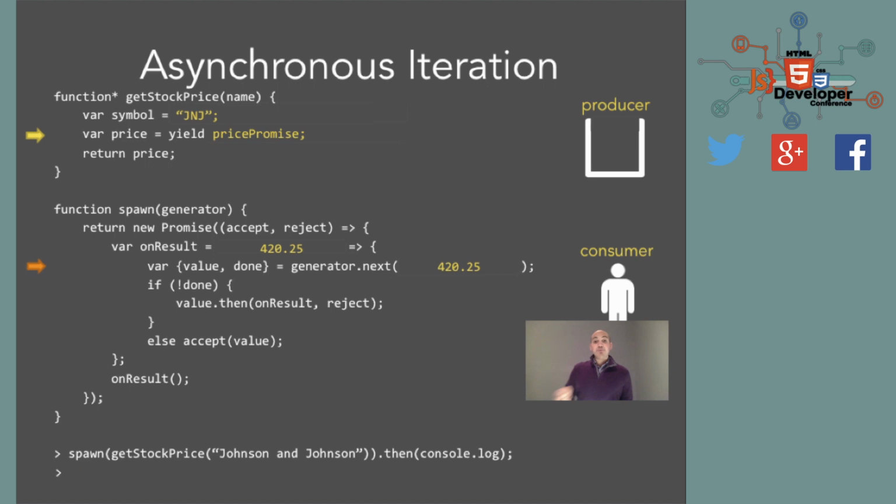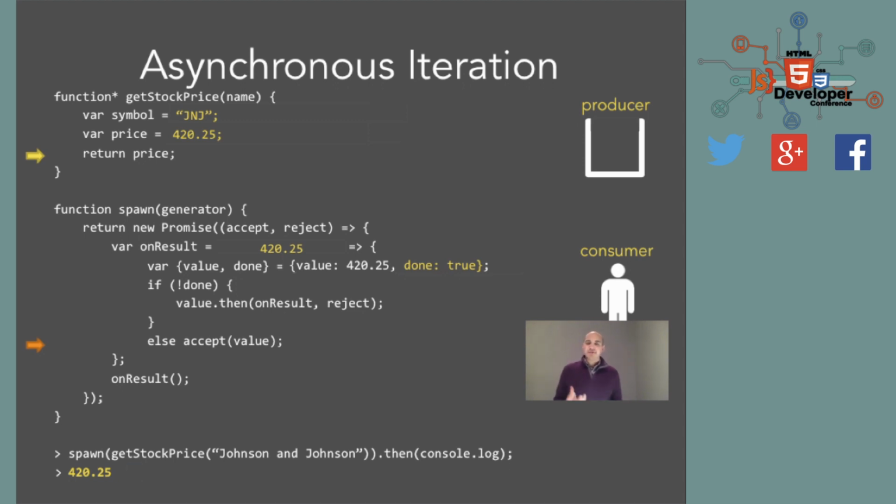Then we turn around and push that value that we've realized from the promise back into the producer. It replaces the yield expression, and we've assigned price to the current price. Now we skip to the last part of this function. We return price. This time we notice that done is true, and that means we're ready to accept this as the eventual value of the promise that spawn returned. And we can see below, when I execute this code, what's going to happen with that blinking cursor. Finally, we're going to get the result, 420.25. And that's how asynchronous iteration works.